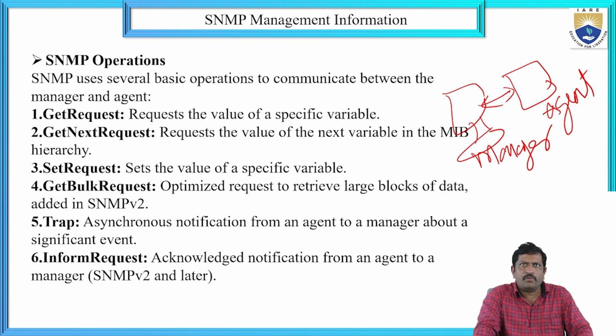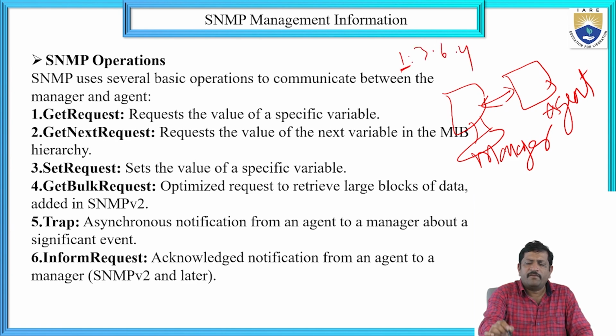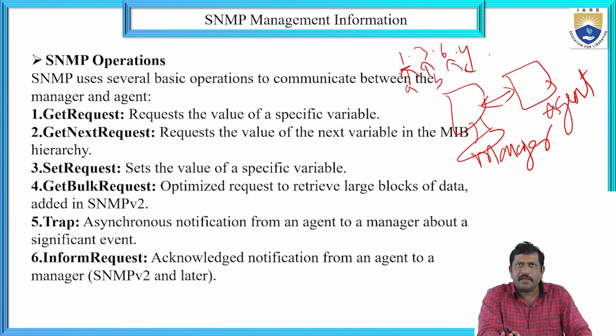Here is the get request now. What is it doing? It requests the value of a specific variable. Whatever variables we are transferring, the specific value of the variable can be requested. That means the sequence number we have already discussed, 1.3.6.1.4. Here, for the value of a specific variable, say the variables are A, B, C. A's specific value is 1, B's specific value is 3, and C's specific value is 6. Here the specific values can be requested.